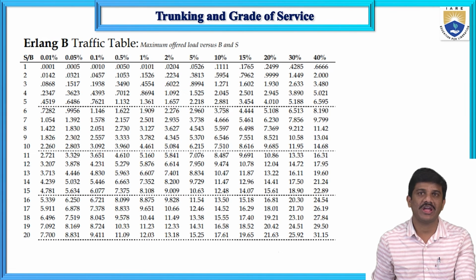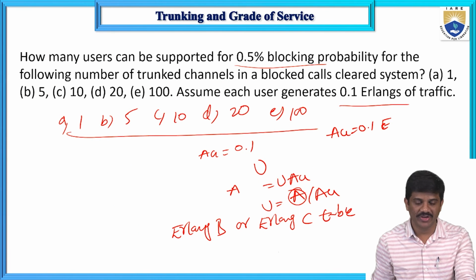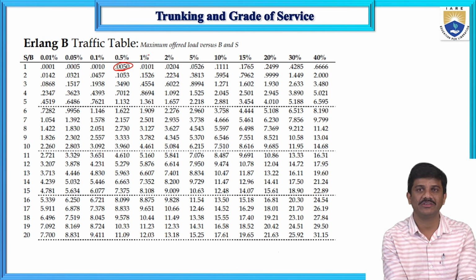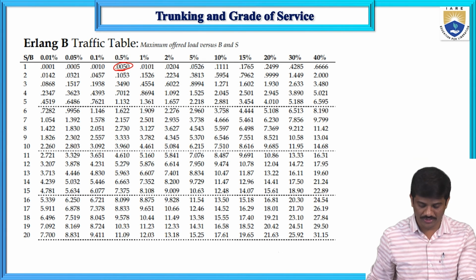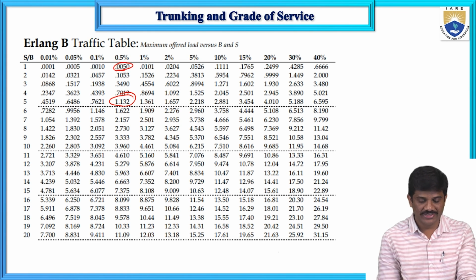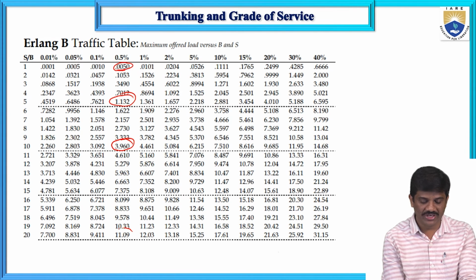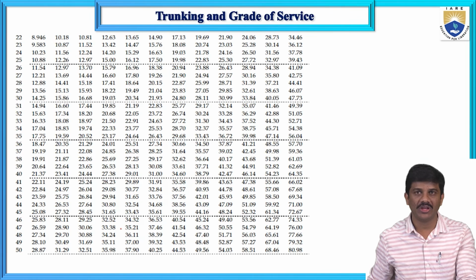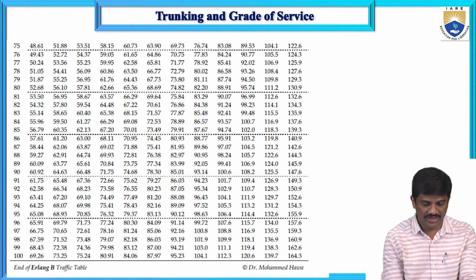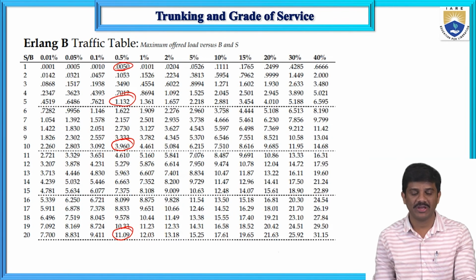Here, this is an Erlang B traffic table. The blocking probability given is 0.5%. One channel has 0.0050, and for 5 channels it is 1.132. Next, 10 channels is 3.960. Next, 20 channels is 11.09. And for 100 channels, it is 80.91. These are all values we can find from the Erlang B table.